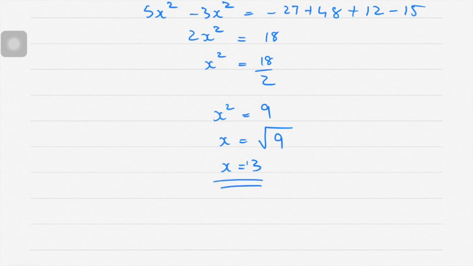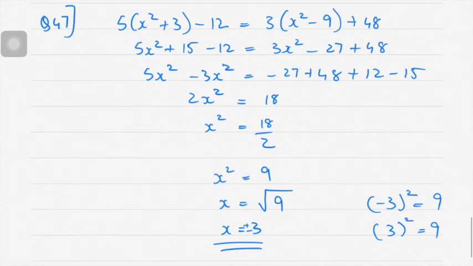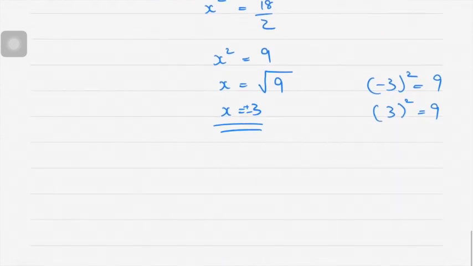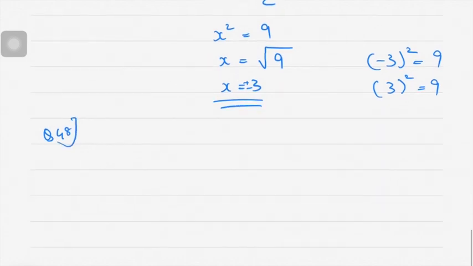That means x is equal to square root of 9. So x is equal to 3. You have to write plus or minus 3, okay? Because minus 3 square is also 9, correct? And plus 3 square is also 9. So it is plus or minus 3. Very easy. Let's solve the next question.